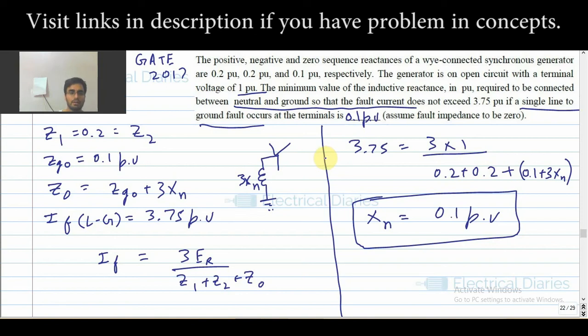Okay, so in fault questions you just have to remember the formulas. Most of the times they will do. Okay, thank you. This is all for GATE 2017.